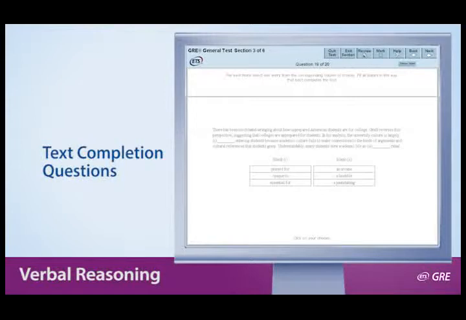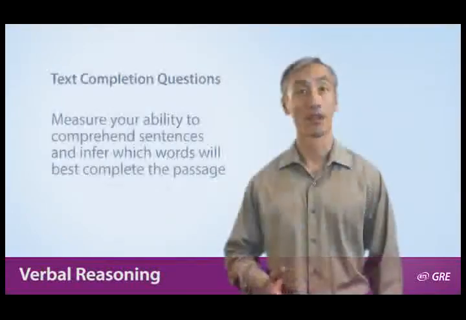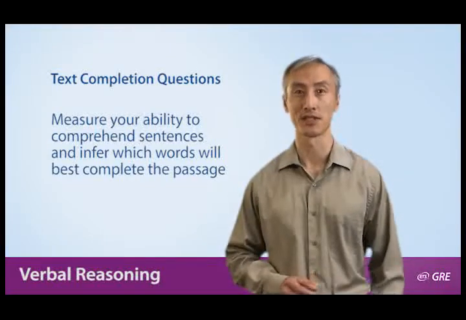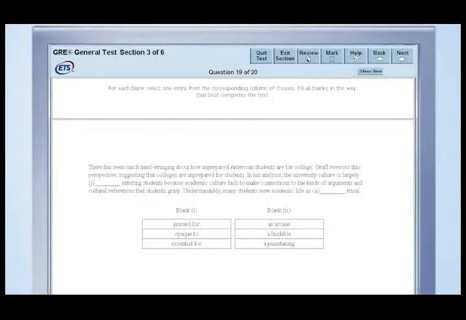Text completion questions involve one or more sentences with some blanks that you will fill in by choosing from the answer choices provided. This type of question measures your ability to fully comprehend sentences and infer which words will best complete the passage. This passage consists of 4 sentences. It has 2 blanks and requires 2 correct answers.